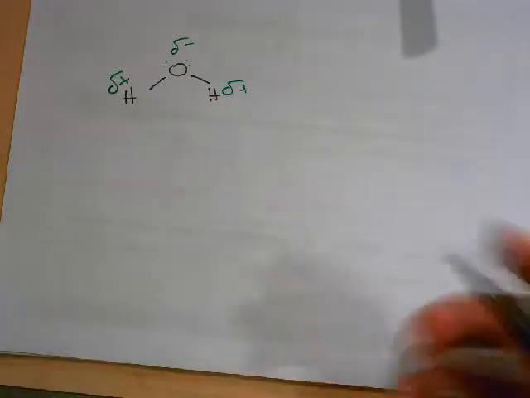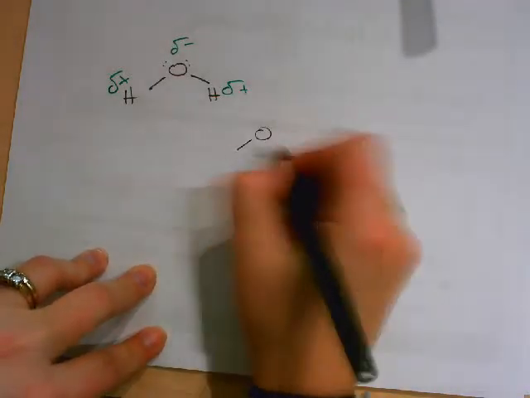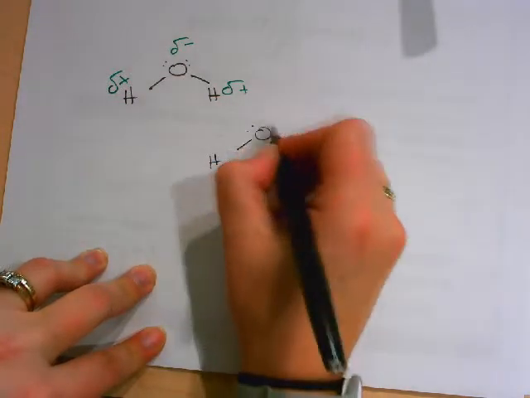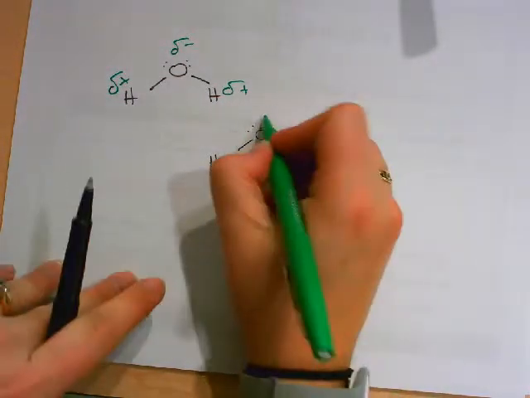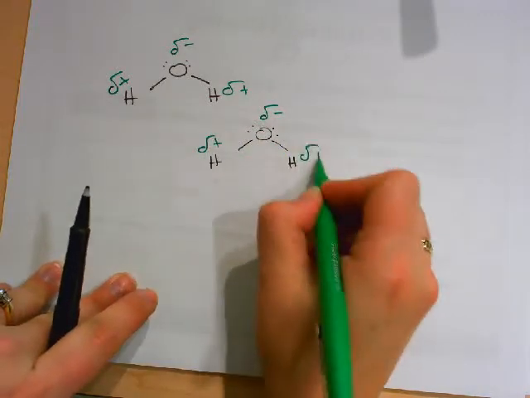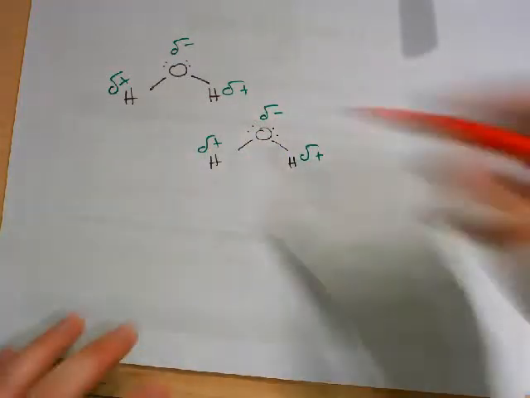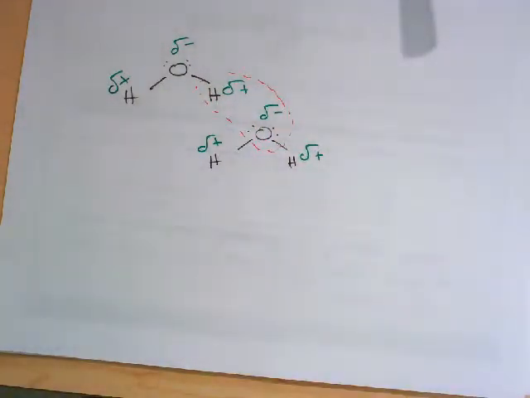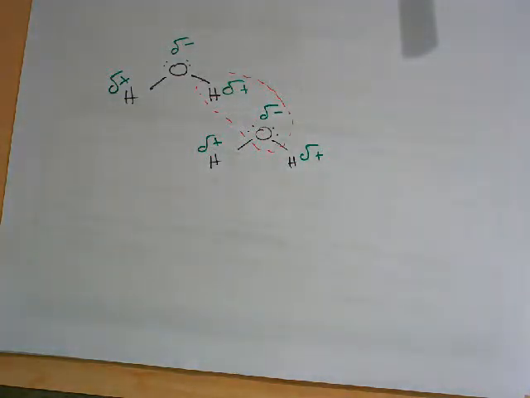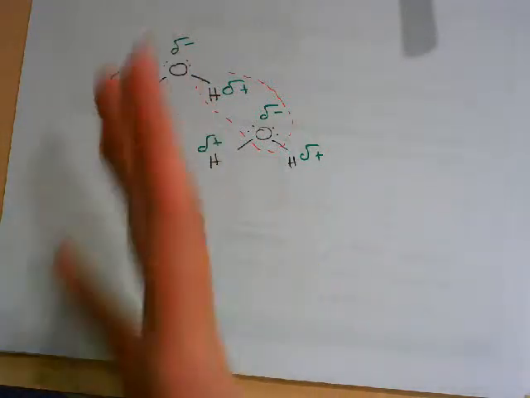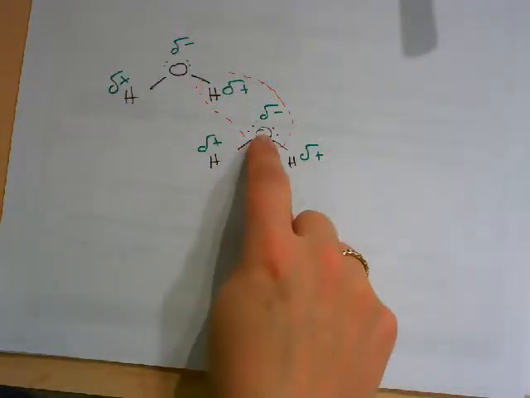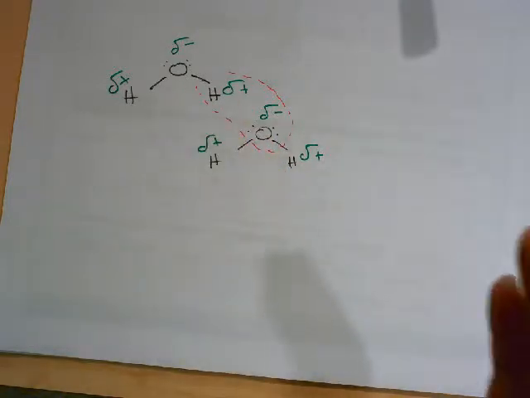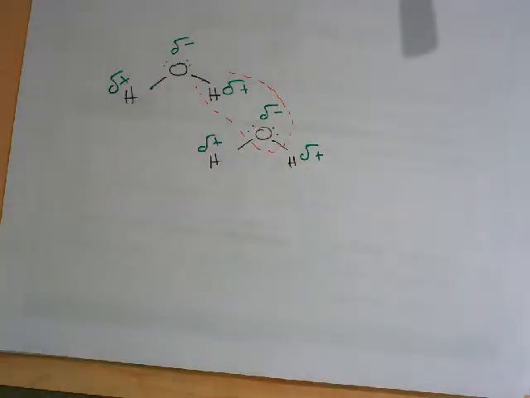So if I have another water in the vicinity, I now have this. They're starting to line up so that this oxygen is attracted to that hydrogen over there using dipoles. And hydrogen being so small allows this oxygen to come in really, really close to share this electron density. And so they'll start to stack up like that.